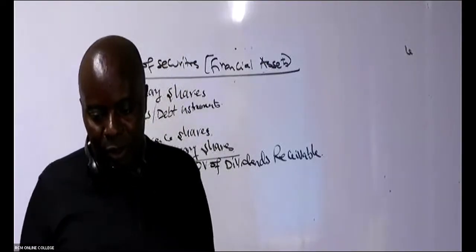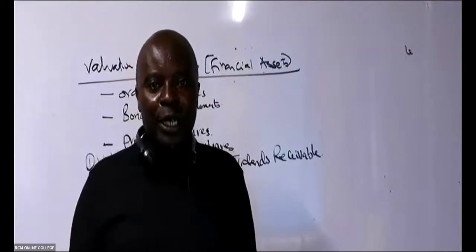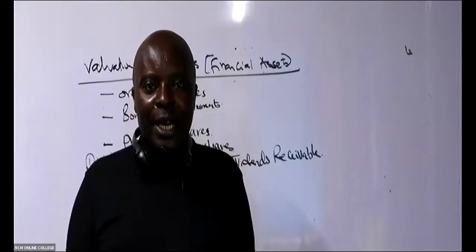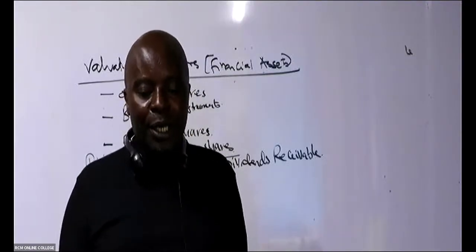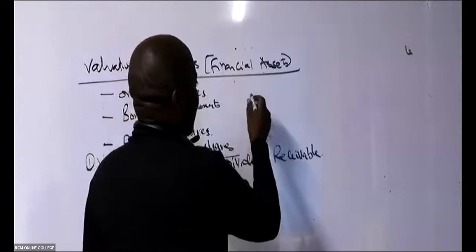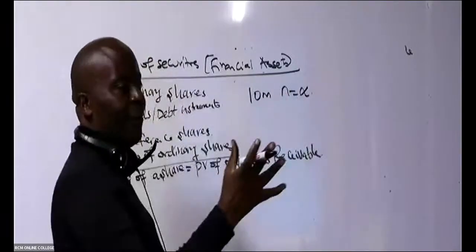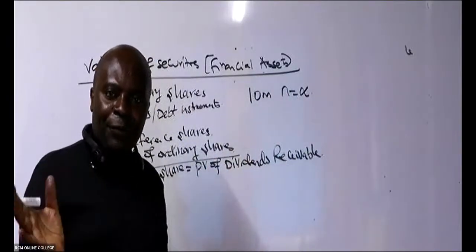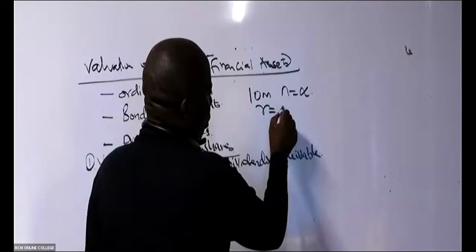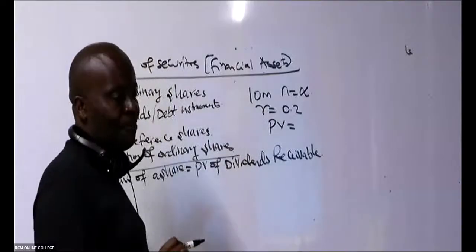Now, let me ask you a question. Assuming in this case we have Queen. Queen happens to get a very good person who tells her, hey Queen, you'll be getting 10 million Kenya shillings every year to infinity, indefinitely. And then R, the cost of capital, they give you a cost of capital of say 0.2. Can somebody give me the present value of Queen's cash flow?